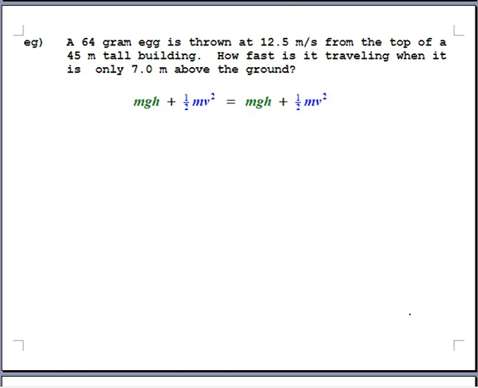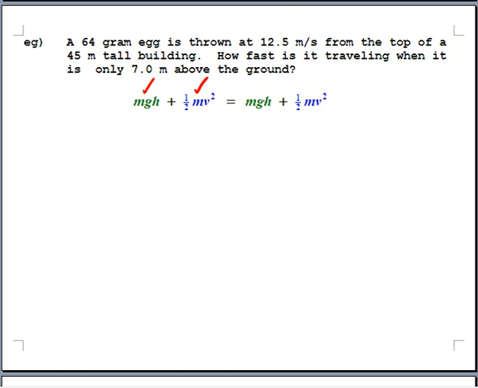So let's think about what types of energy we have and don't have here. We're throwing an egg from the top of a building. So does the egg start in the air, on a building, on a hill? Yes, it does. Does the egg start with some velocity? Yeah, somebody's up there. They throw it at 12.5 meters per second. So that's the before. Now the after, it says how fast is it going when it's 7 meters above the ground? So we're not at impact this time.